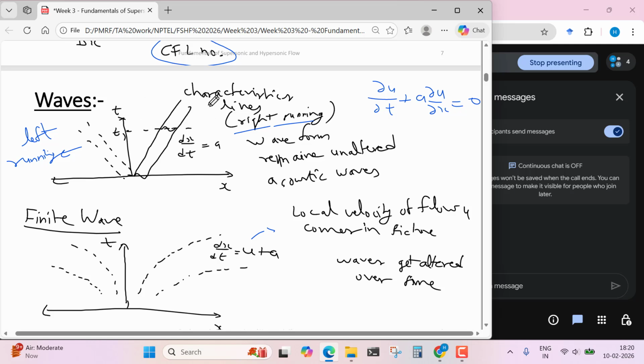And for these waves the characteristic lines are given by this. These are, you can say, parallel. So dx/dt for this is a, and this wave we are showing is the right running wave. If you make the wave on the left side, it will be the left running wave, and the equation will have this minus sign here.